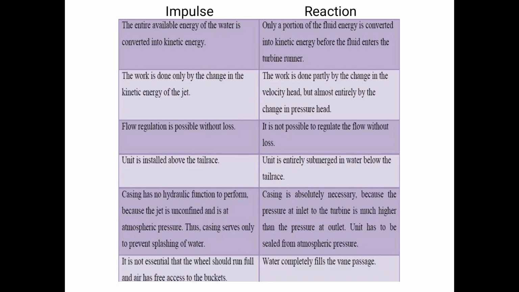In impulse turbine, it is not essential that the wheel should run full, because the casing also should not run full, and air is always present in that particular turbine casing. But in reaction turbine, there should not be any air present. The casing should run fully with water. So, for example, the impulse turbine is the Pelton wheel turbine, while the reaction turbines are the Francis turbine and Kaplan turbine.